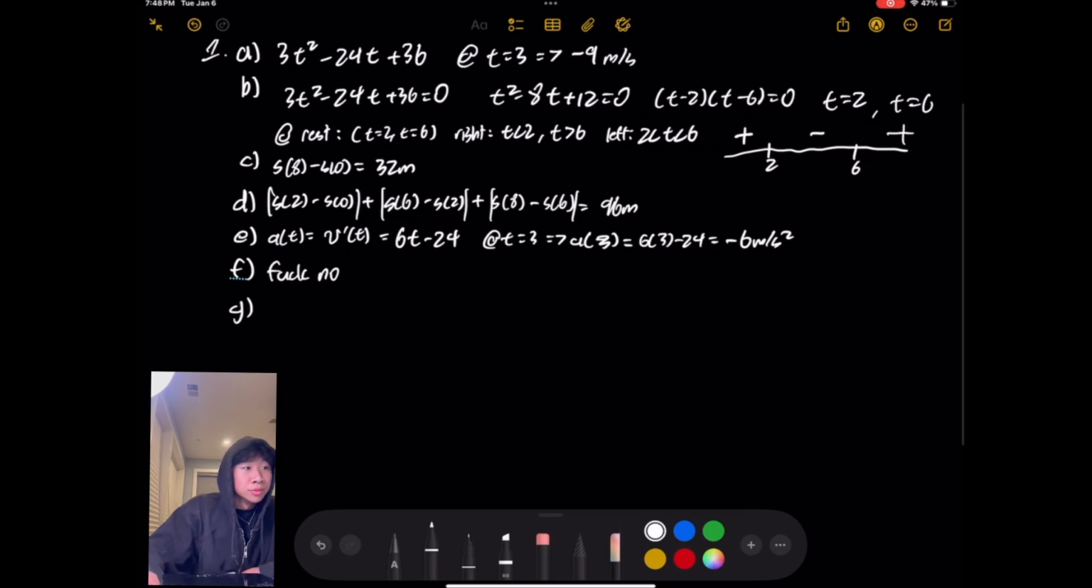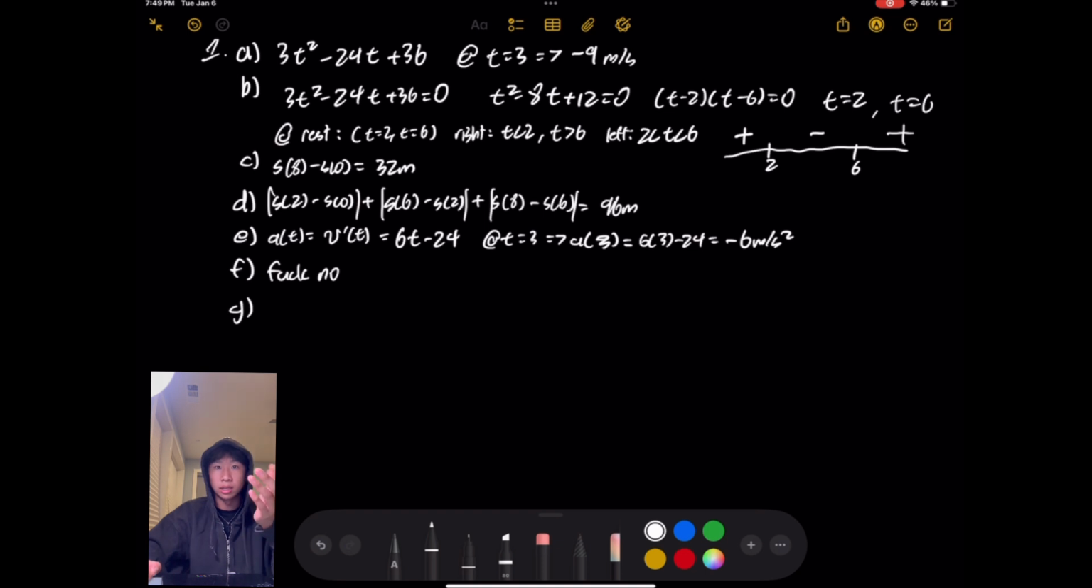G, speeding up versus slowing down. Now here's the thing you have to know. Let's just say this direction is positive. If I'm going this direction and my acceleration is positive, then I'm going to be speeding up. It's like driving a car. And if my acceleration is negative and I'm going this direction, then the acceleration is like putting the brakes on the car. You're going to slow down.